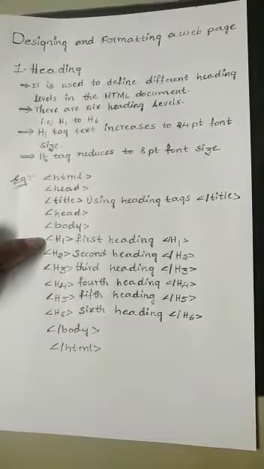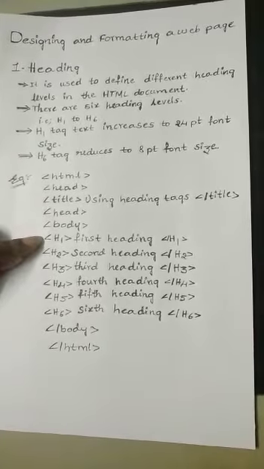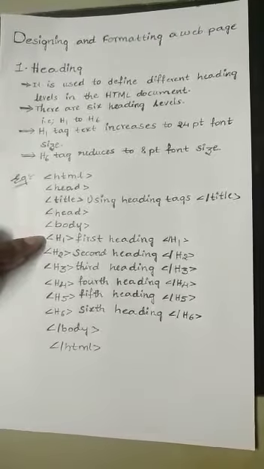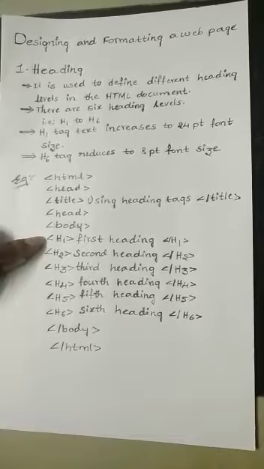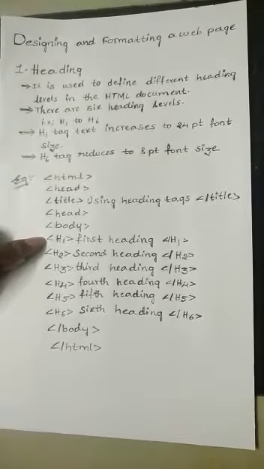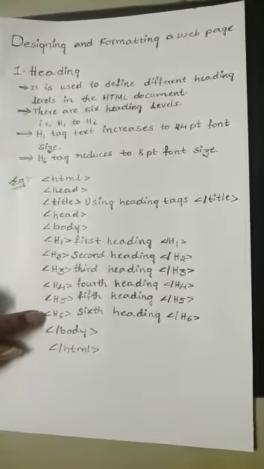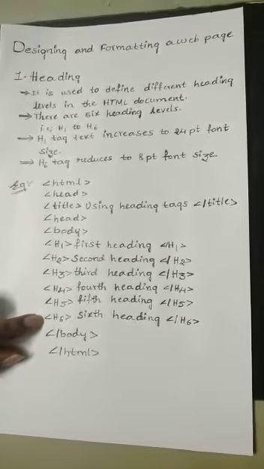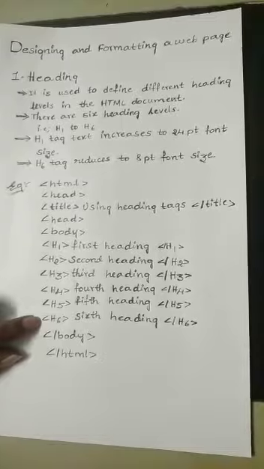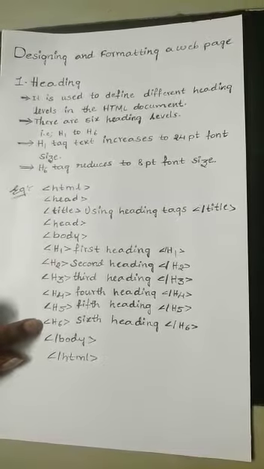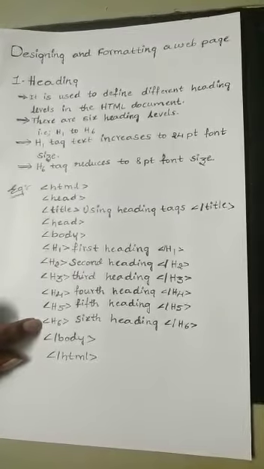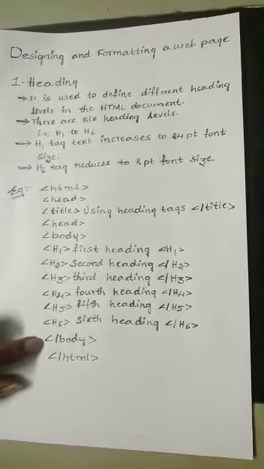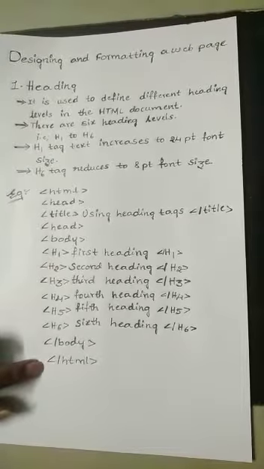H1 tag. H1 tag is used to write main headings. It is a tag which displays the biggest heading. H6 is used for not much important headings and subheadings. It reduces to 8 points. Close body, then close HTML.